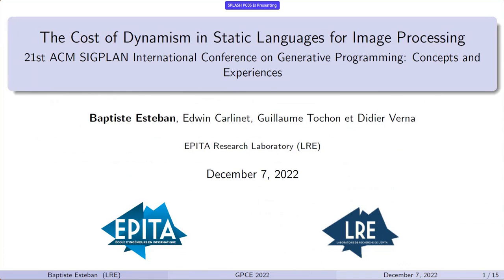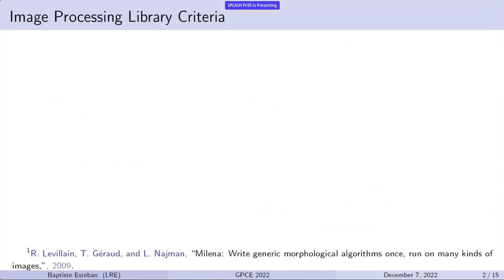I am a PhD student at the EPITA Research Laboratory, and I'm going to talk about the cost of dynamism in static languages for image processing. First of all, we're developing an image processing library, and we want it to respect three criteria.